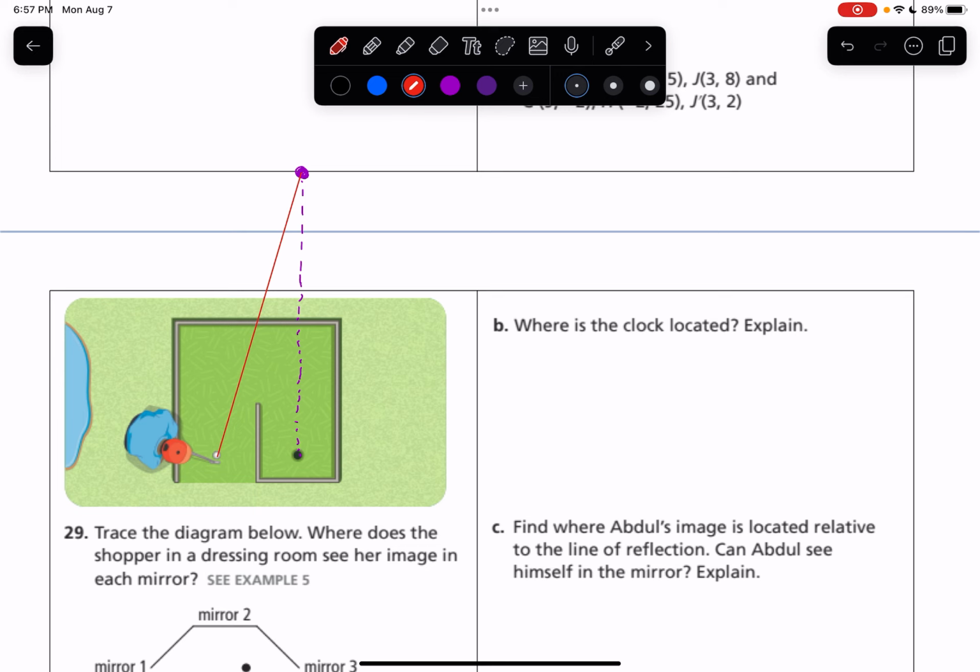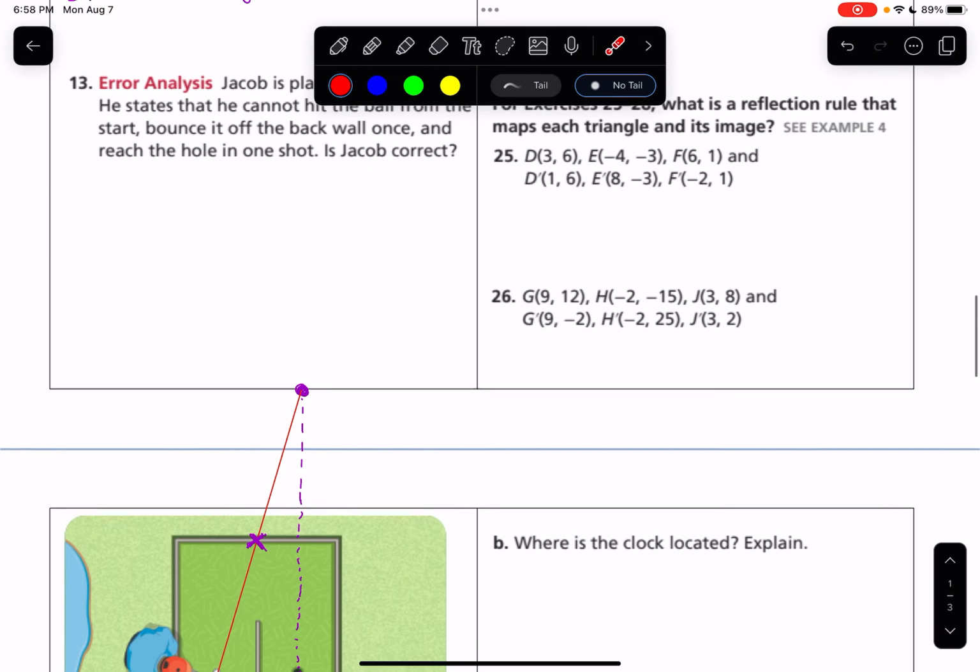And what I find is that this point right here, where my first shot is going to hit that reflected point, that is where I should aim at. And if this person aims at that spot, then the ball is going to bounce off the spot and go directly into the hole. So as far as error analysis goes, Jacob was incorrect.